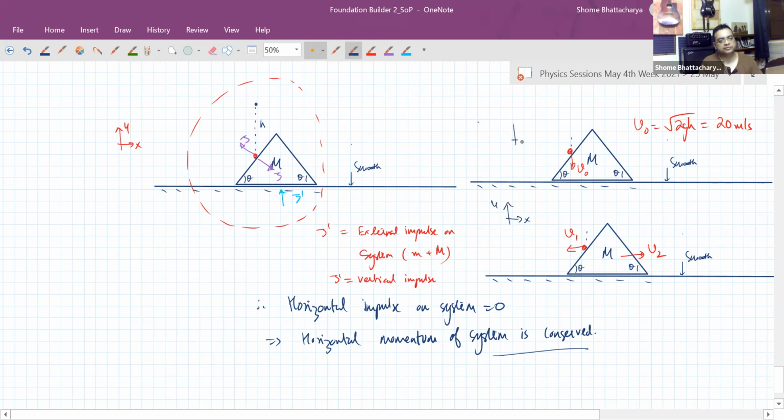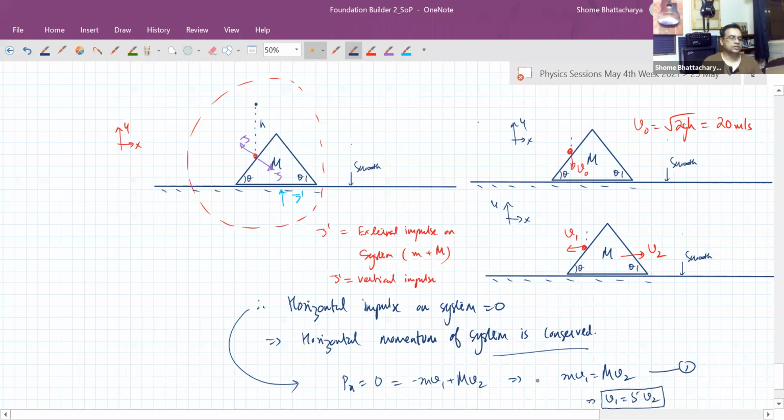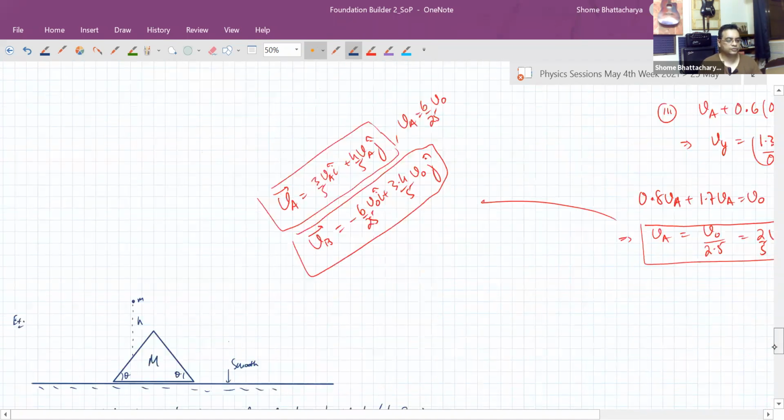From horizontal momentum conservation, initially before impact, horizontal momentum was 0 for the system, so after impact also it has to be 0. So minus m v1 plus M v2 has to be 0, so m v1 equals M v2. That's our first equation. This tells us that v1 is equal to 5 v2, because the mass ratio was given: capital M is 5 times small m, h is 20 meters, and theta is 53 degrees. This was the information I had given.